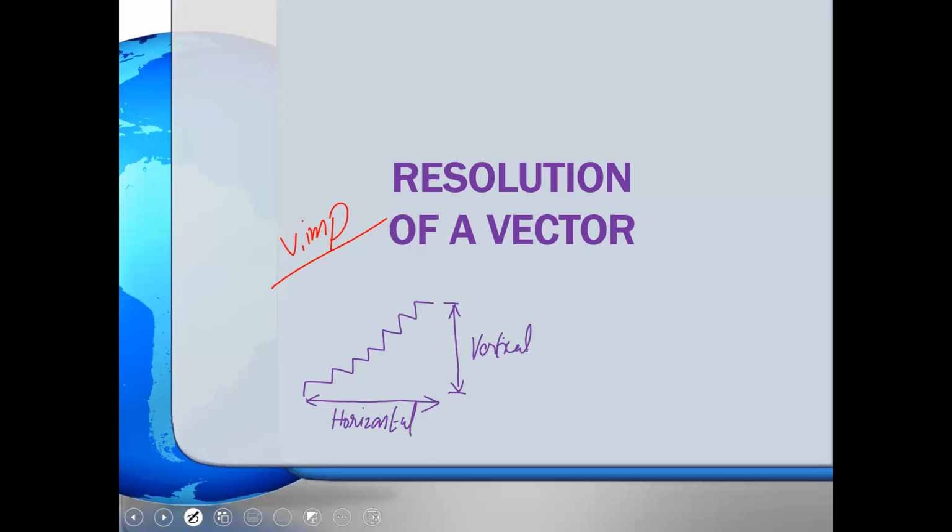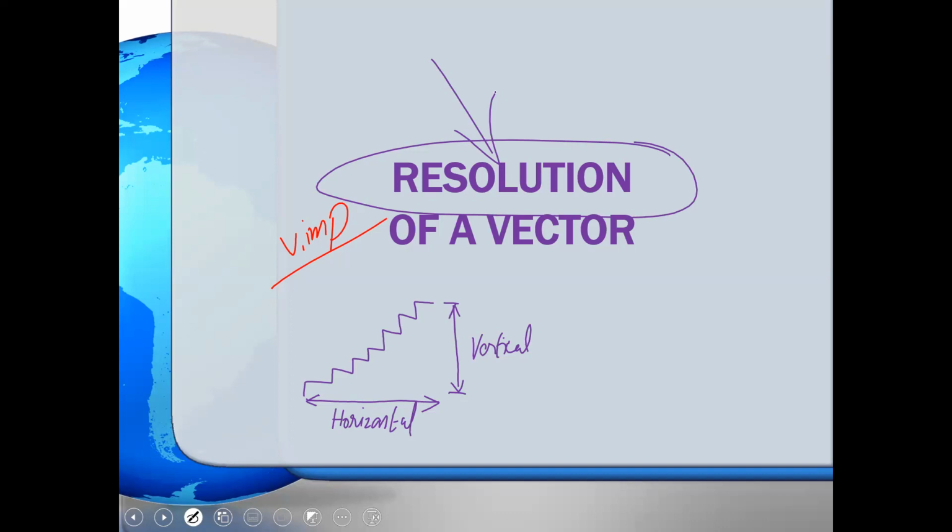When you travel on an inclined path, like on a staircase, or an aeroplane taking off, or going up on a bridge, there are two components of motion: horizontal and vertical. If you break a motion into horizontal and vertical components, in physics we call it resolution of a vector. Resolution means finding the two components of the vector.